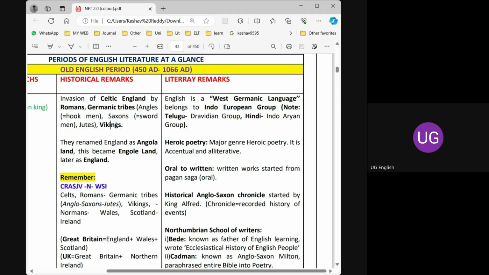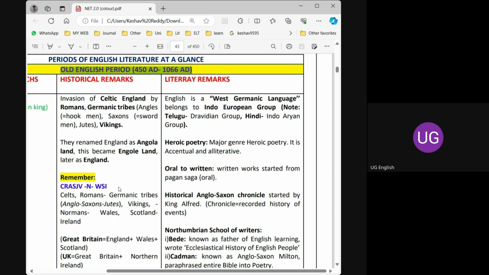Very important question in the previous examination. Who are the three Germanic tribes that invaded England? ASJ, that is Angles, Saxons, and Jutes. And later, this England was invaded by Vikings also, and then by Normans. So in Anglo-Saxon period, we have CRASJV, that is Celts, Romans, Angles, Saxons, Jutes, and Vikings. We stop here, because these are the tribes who invaded England before 1066 AD.